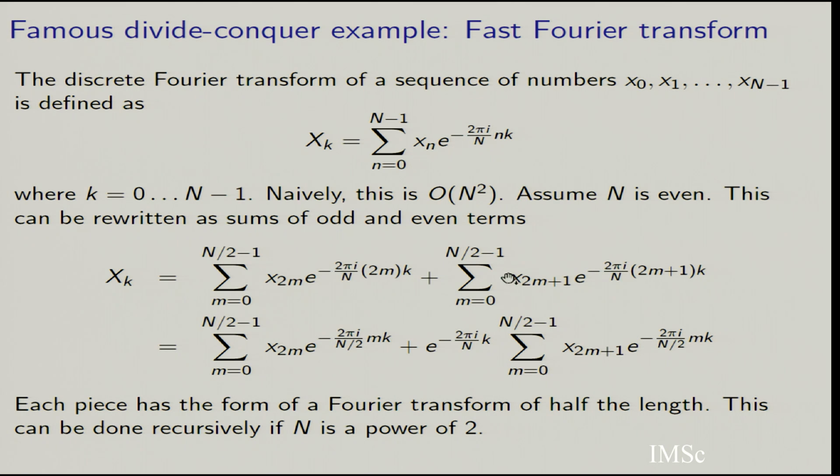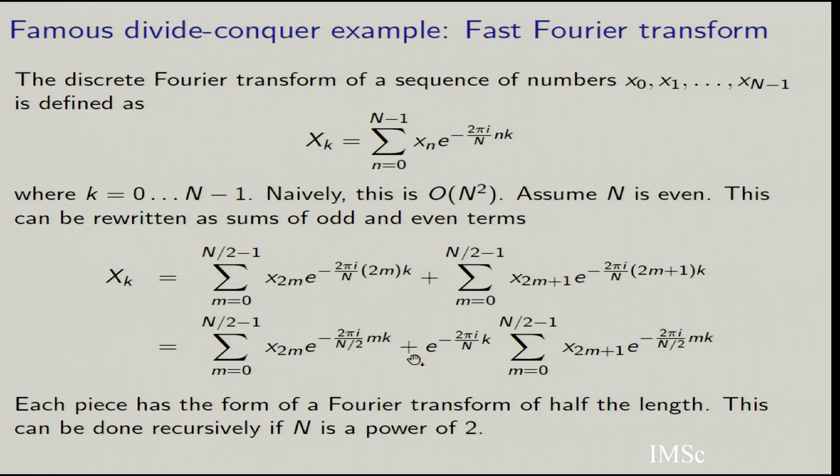Now, the even terms, you can bring this 2m down to the denominator and it looks like this, and so there are n by 2 terms in this sum. So, these are all the even elements of the sum, there are n by 2 terms, and this looks exactly like a regular Fourier transform, right.